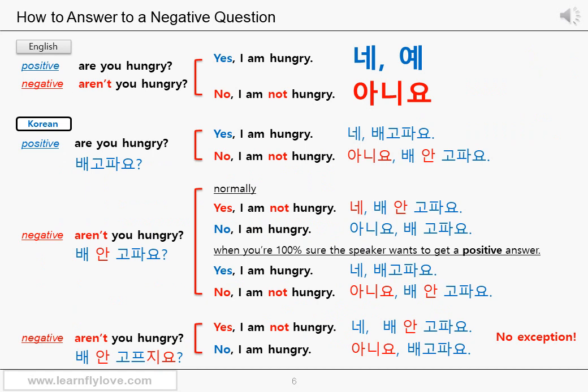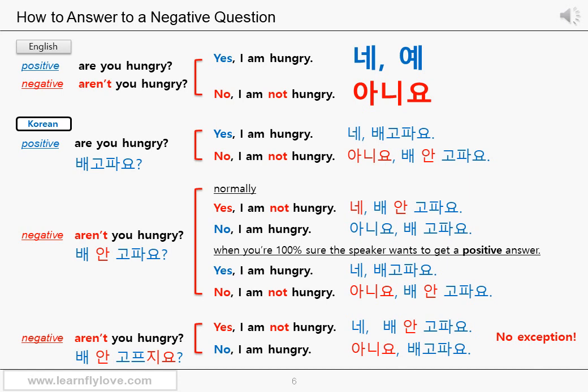Let's see how to answer to positive and negative yes-no questions in Korean. In English, it is very simple because we say yes when the following sentence is positive and we say no when the following sentence is negative, no matter whether the question was negative or positive. But in Korean, it's a little bit more complicated than that. Maybe it would be hard for you to understand if you think the way you answer in English is logical. But we can explain the way Koreans answer in a logical way too.